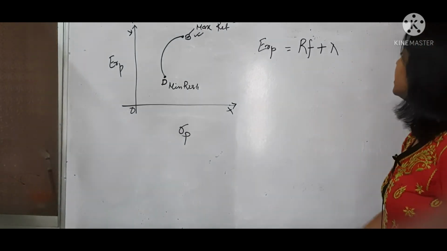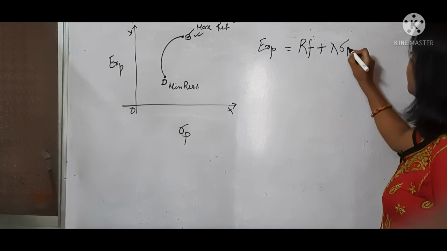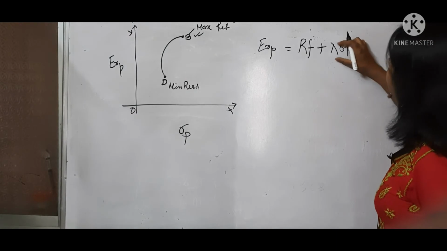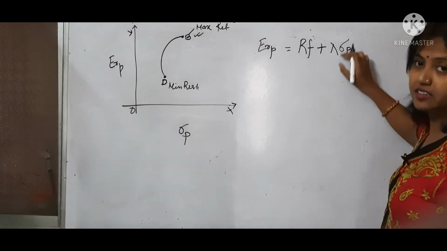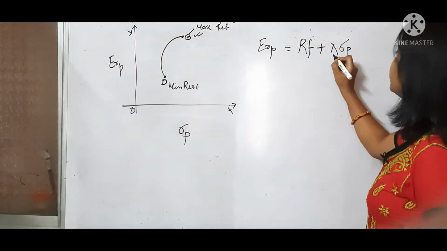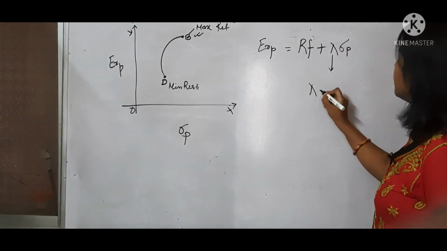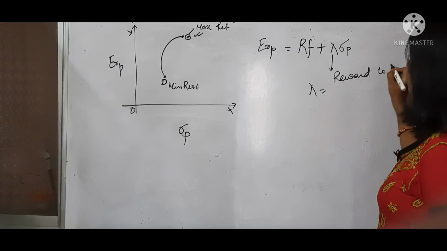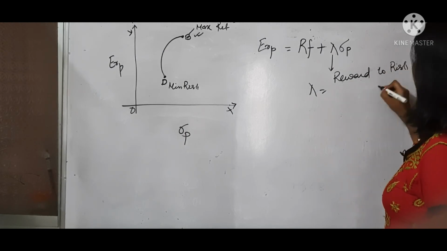Now let us understand what I have written here. I have written lambda times the standard deviation of the portfolio. How much portfolio risk is there, multiply with that premium factor, you will get the total returns that you get from the market. Now what is lambda? Lambda is nothing but the reward to risk ratio. Reward to risk ratio. What is reward?